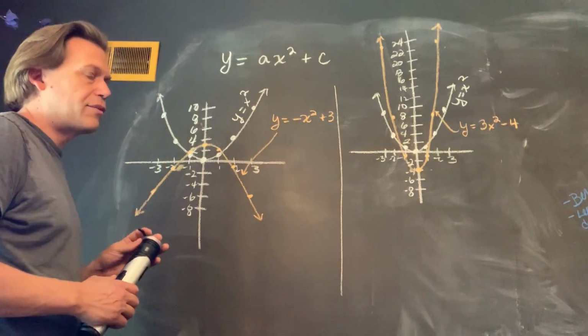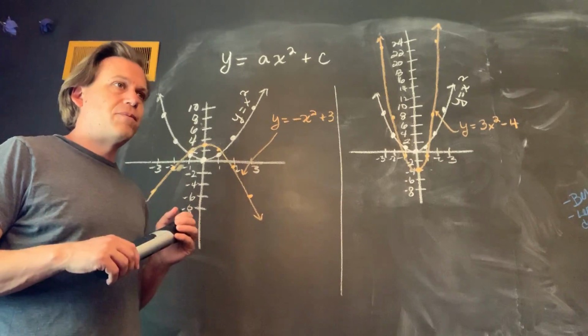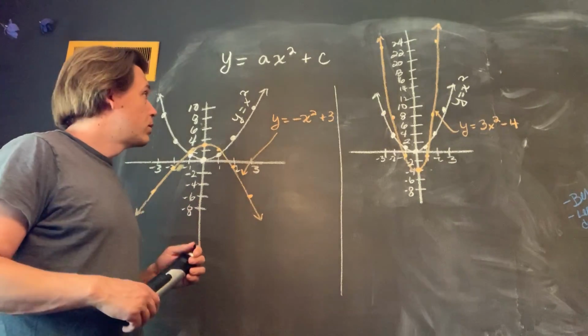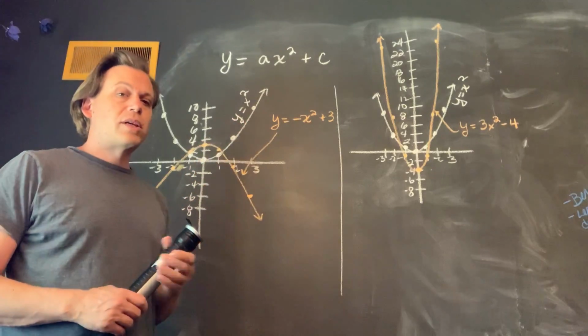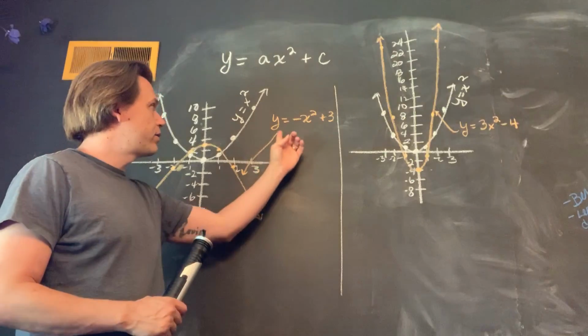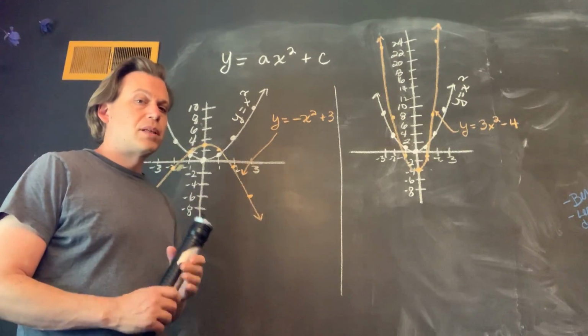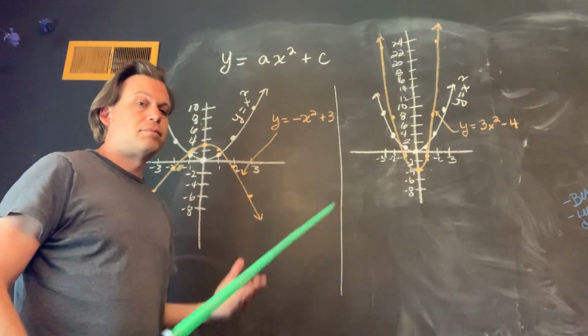I've got some functions here already graphed, and I want to talk about how they work and how they compare to the parent graph, which is y equals x squared. Each of these graphs has y equals x squared on it, and the orange function is how that parent graph changes. So let's get started.